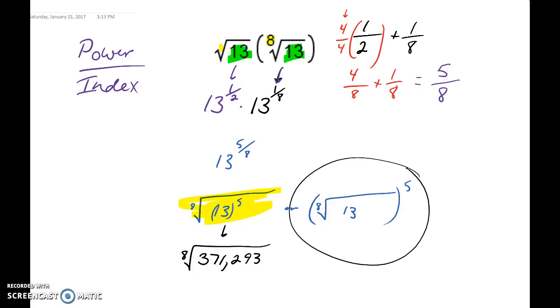But any one of these would pretty much be acceptable. Any one of these would be fine. They're all interchangeable.